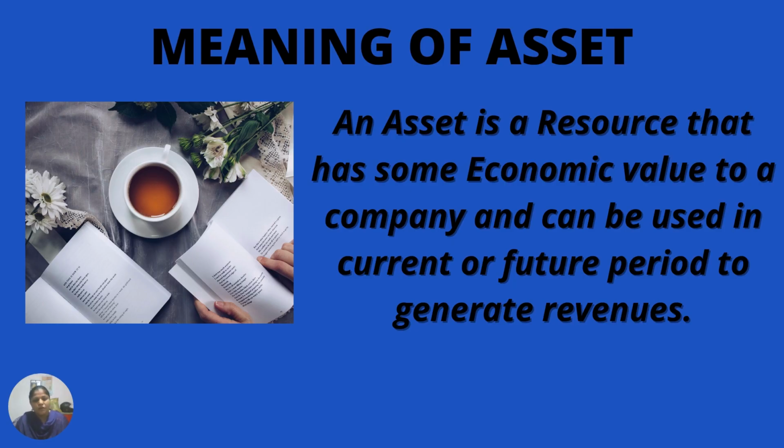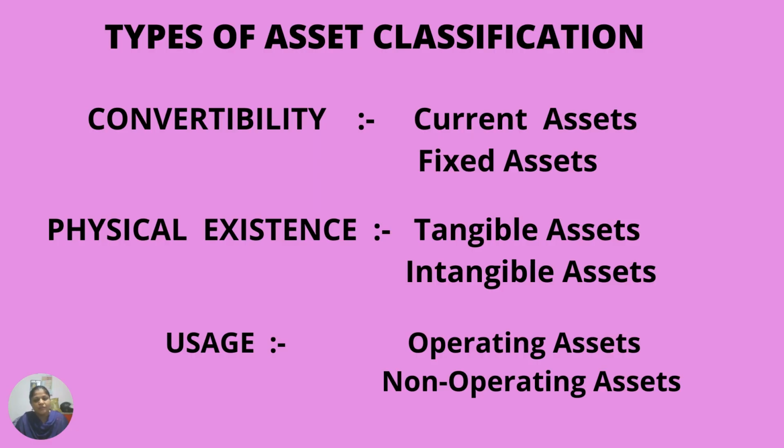See, what is the meaning of asset? An asset is a resource that has some economic value to a company and can be used in the current or future period to generate revenues. We all invest money or our assets for future profit. That's why assets are very important to us. And next, types of assets and their classification.